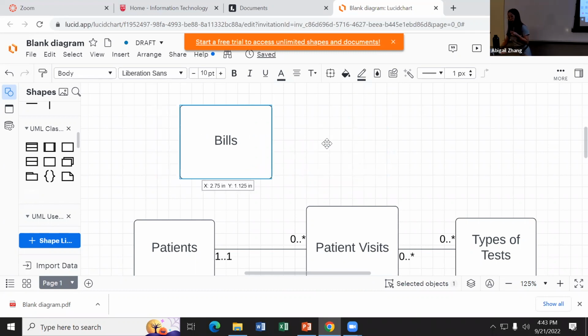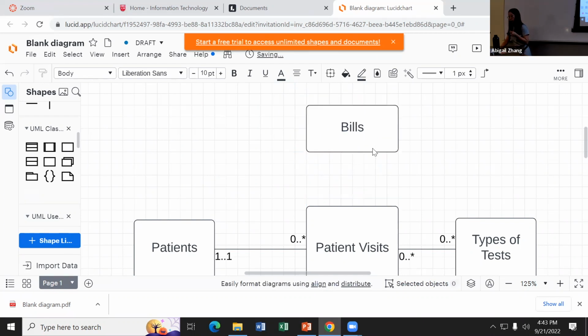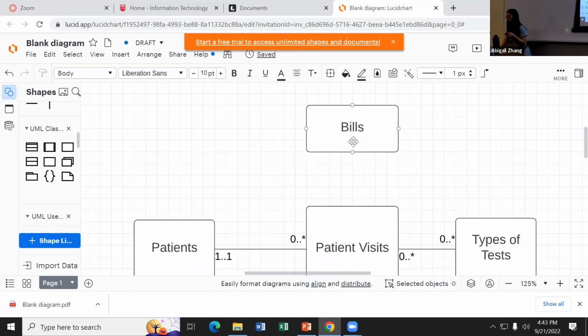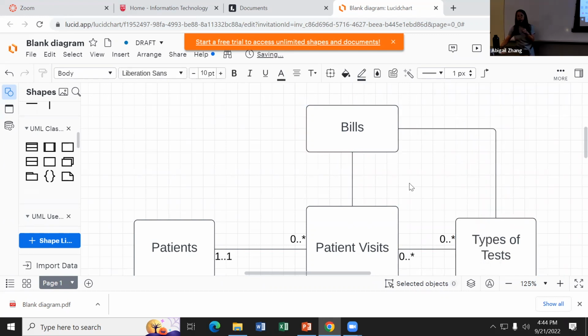Now, interesting thing, bills. So let's look at the bills, or you can say invoices, right? So clearly, if I were to do the association, where should bill connect to? Okay, so I think that makes sense. So let's do this connection, first to patient visit, then to types of tests. Okay, do the class agree? The bills should be associated to patient visits and types of tests. Okay, now let's look at the multiplicity.